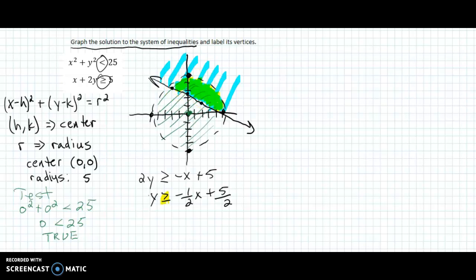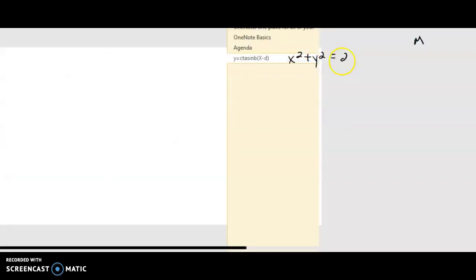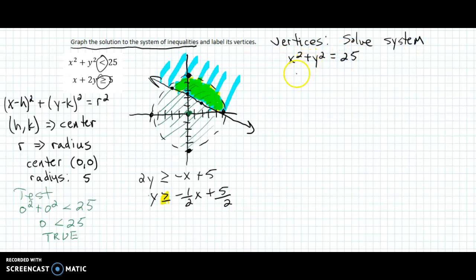Okay, now if we want to find the vertices, now it's a system of equations. So to label the vertices, we're going to solve the system. Okay, so what does that mean? Well, that means I have x squared plus y squared is equal to 25, and x plus 2y is equal to 5. So we're looking for this point exactly and this point exactly. We're kind of close to it with our graph, but if we do it algebraically, it'll be exact. So let's solve by substitution. Let's say x is equal to negative 2y plus 5.